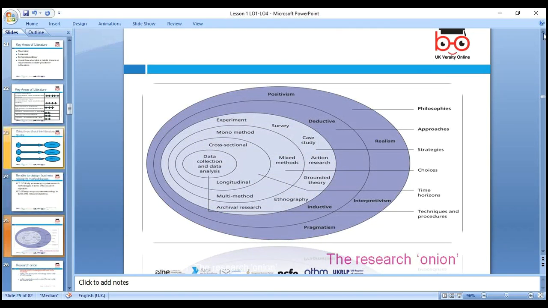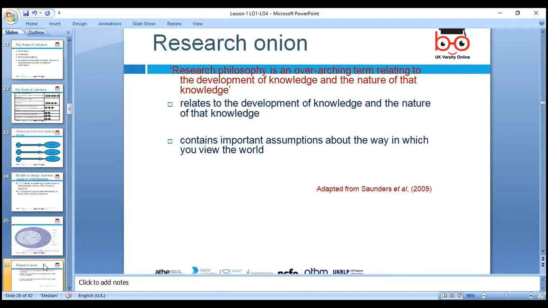If we look here, has anybody heard about the research onion? Like in an onion, we have so many different layers, yes? So always we need to look around the research onion technique, which is given by Saunders. We need to look at which method you want to use. You want philosophy, you want approaches, what strategies, what choices, time horizon, technique, procedure. So these are the different approaches. We're not going through them in detail, but you can explore the methods you can use.